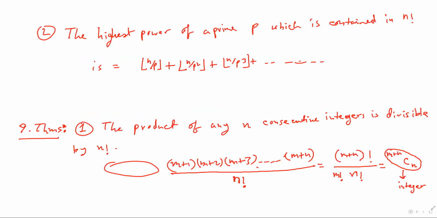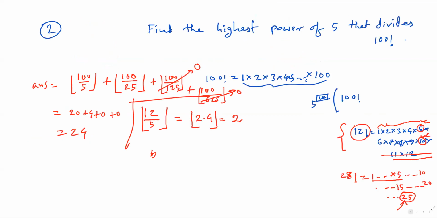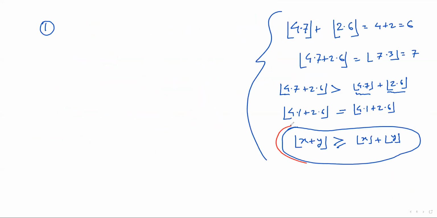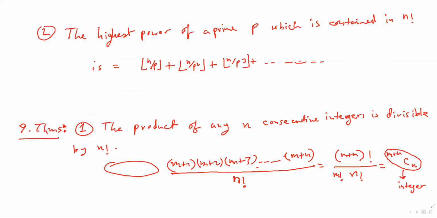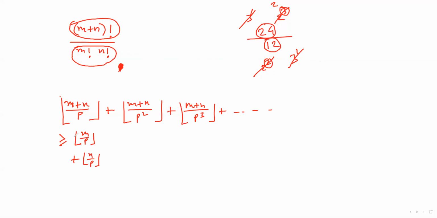I just used the idea. I proved it using an example somewhere here. I use this idea: if you distribute the floor over the integers in between under summation notation, you have to put a greater or equal to sign. This is exactly what I did here. I put a greater or equal to sign and distributed the floor sign over m by p and n by p.